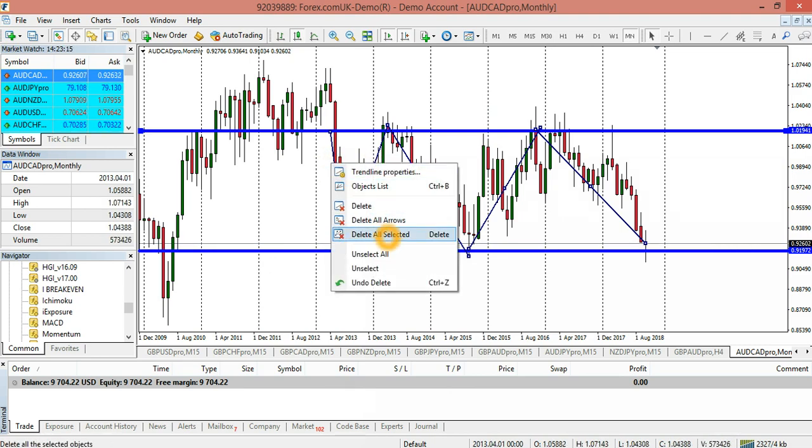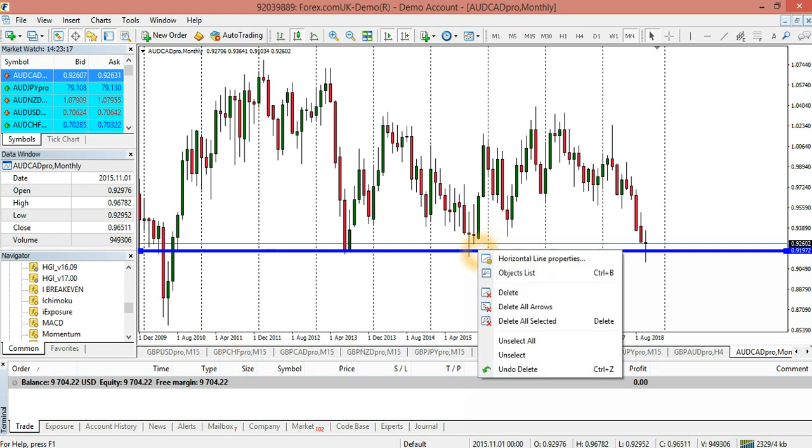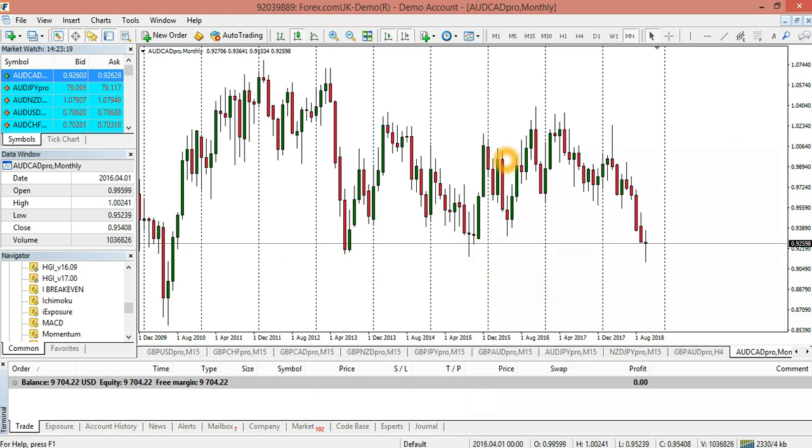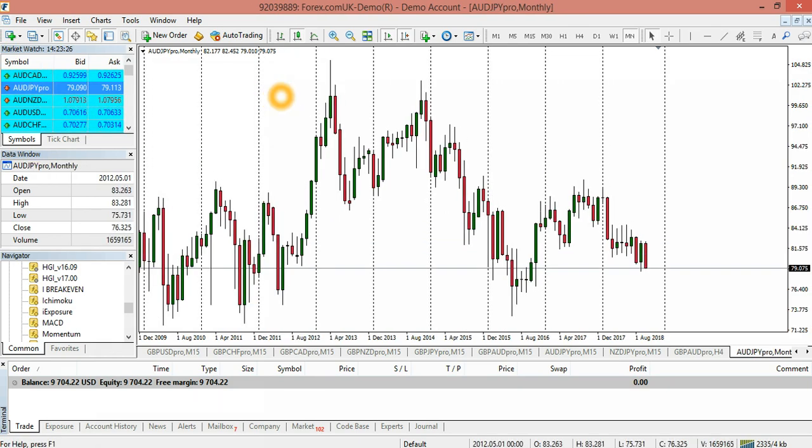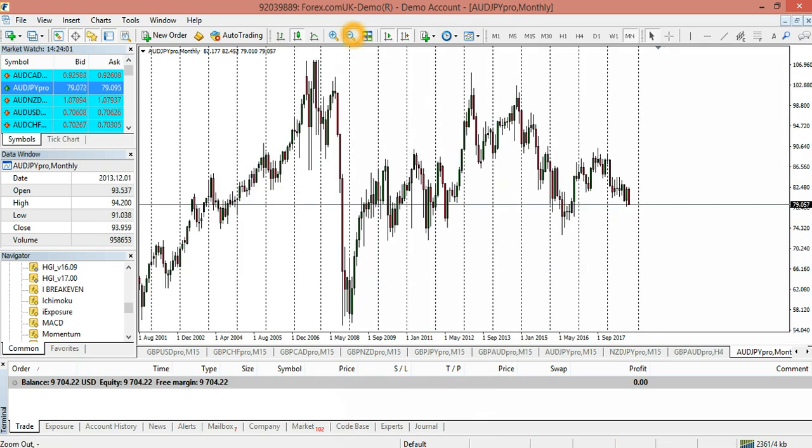But I'm not going to talk about that. I just want to focus right now on looking for this. So this is the Australian dollar versus the Canadian dollar. This is now the Australian dollar versus the Japanese yen, and we're just going to look again.